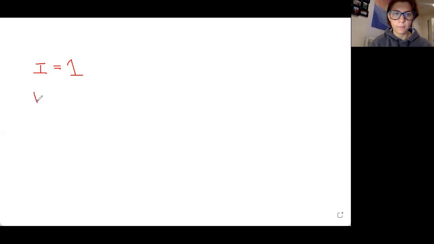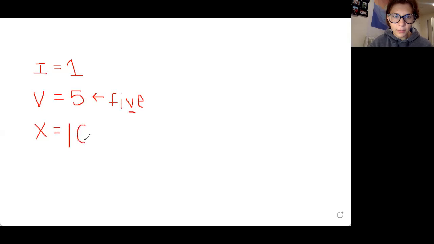And then we have V, which equals 5. And a way to remember that is that when you write out the word five, there is a V in it. So that's a good way to remember. And then the last one is X, which equals 10. And there's not really a good way of remembering that. You just have to keep it in your head. There's no trick. That's just something you have to remember.